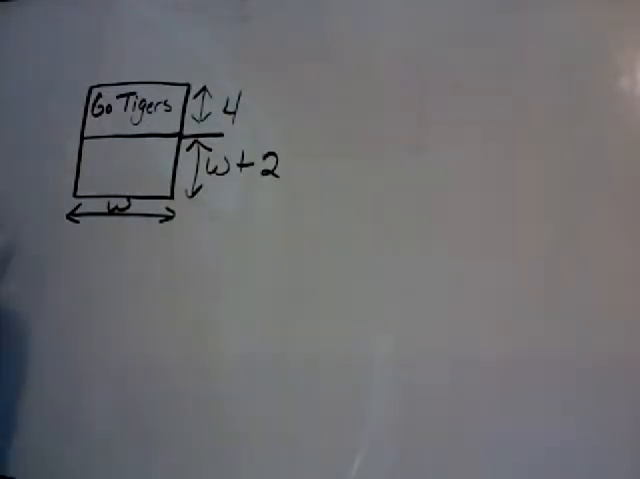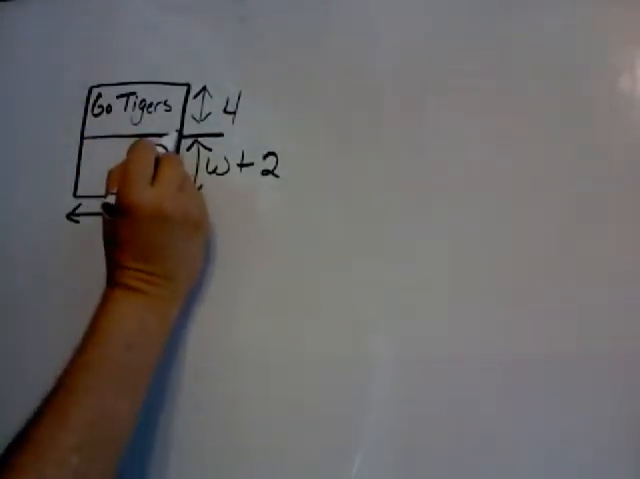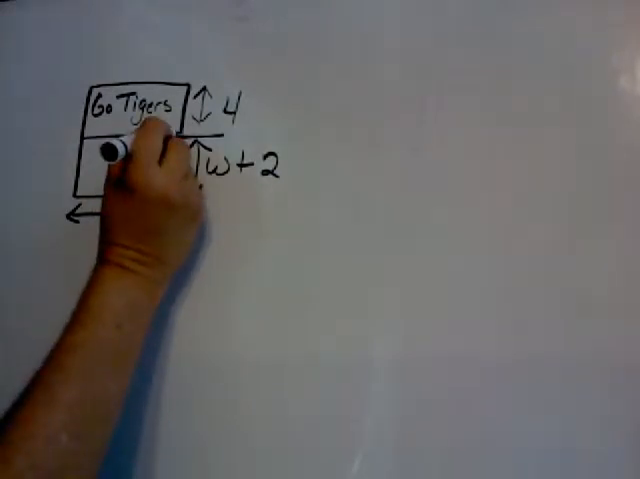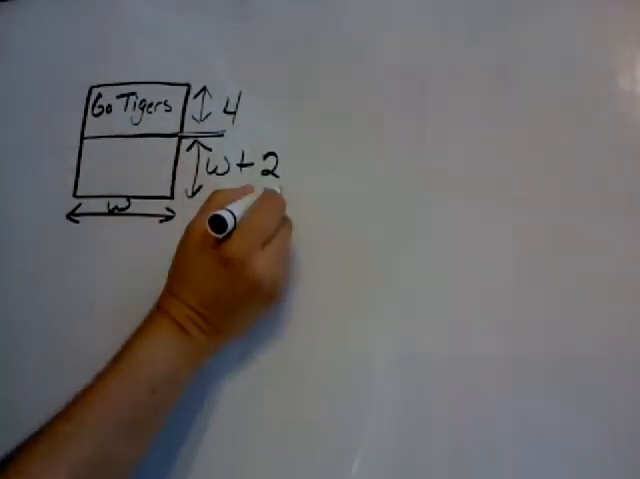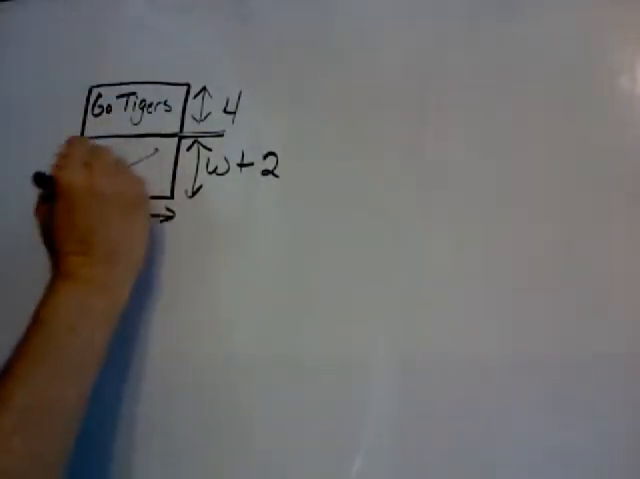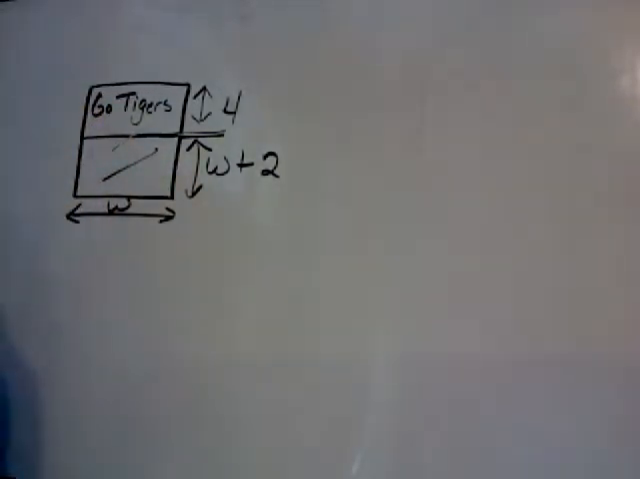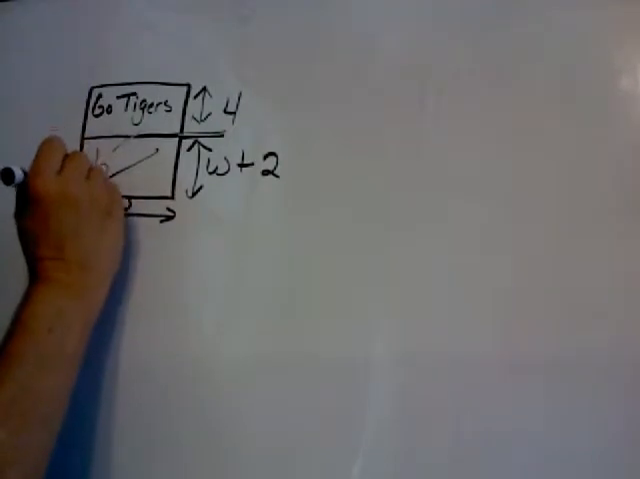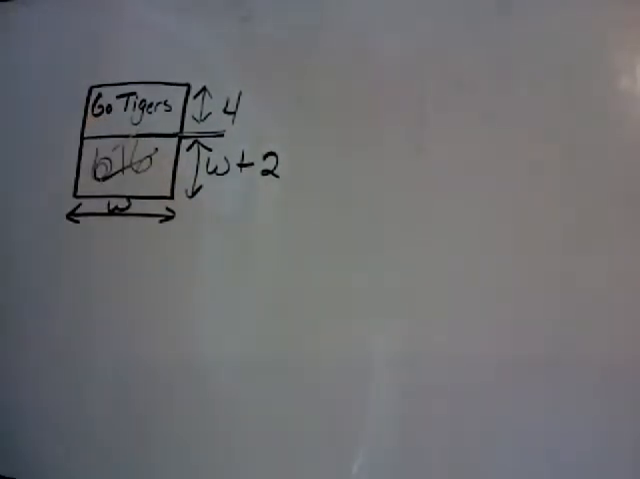Okay, so they are telling us this is 4. The rest is W plus 2. We don't know the width. We know that the total area in here is 616. They gave us that. So we just need to set this up.